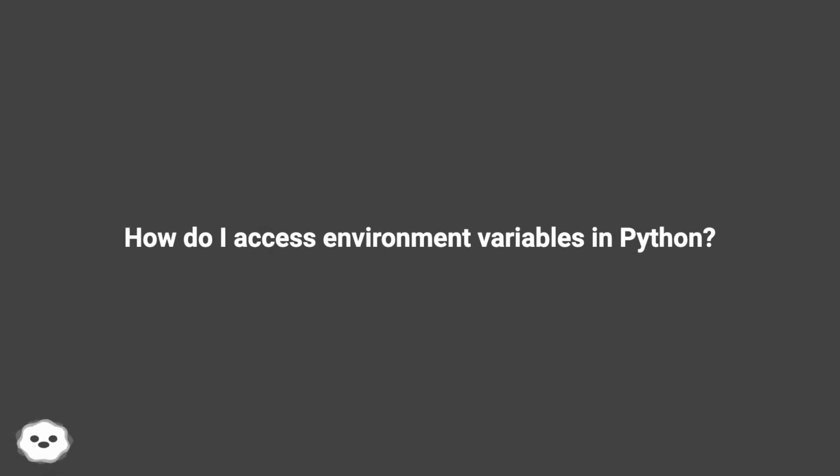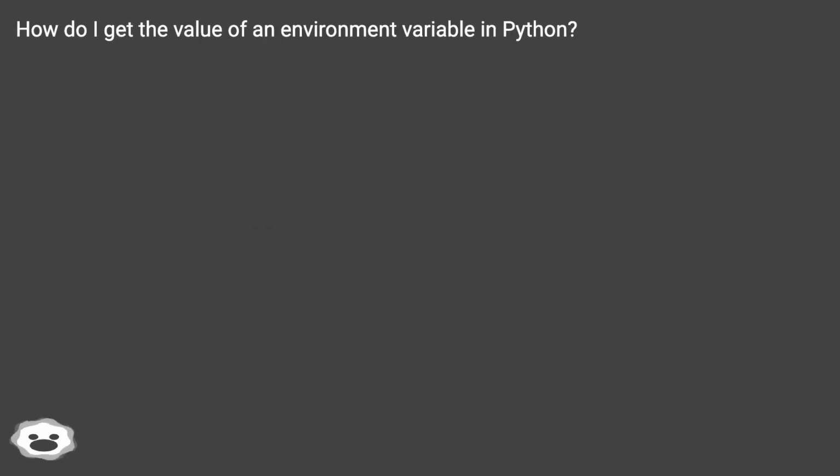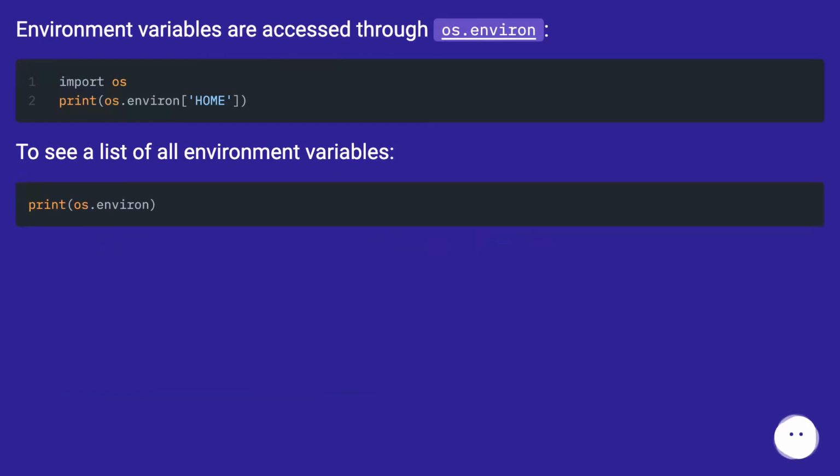How do I access environment variables in Python? How do I get the value of an environment variable in Python? Environment variables are accessed through os.environ.